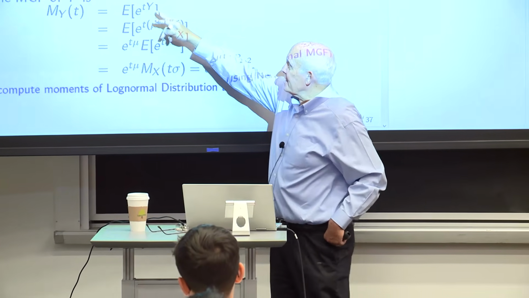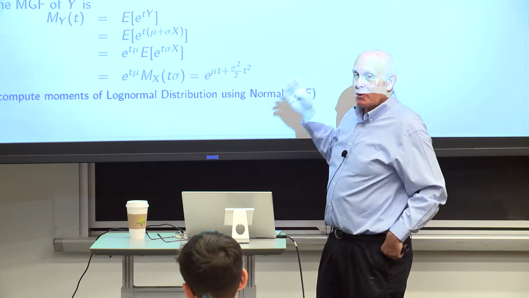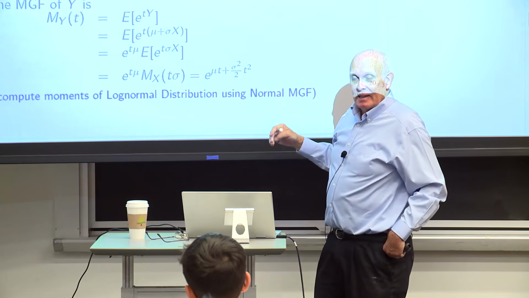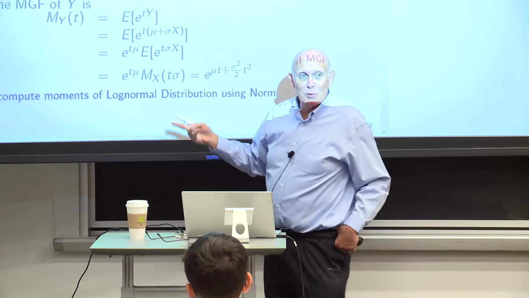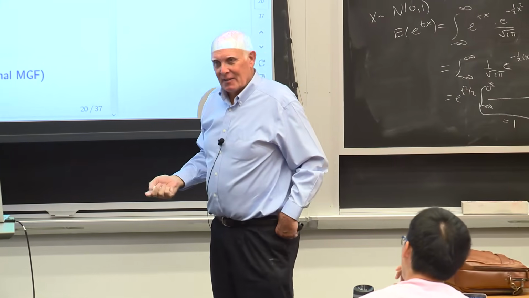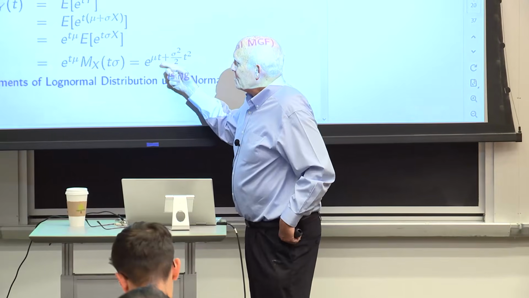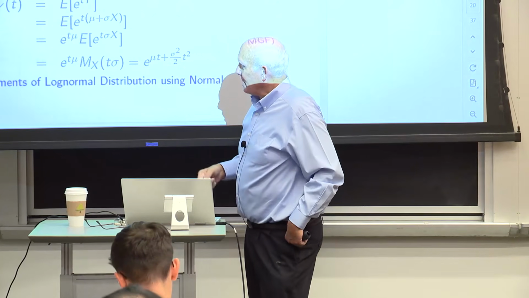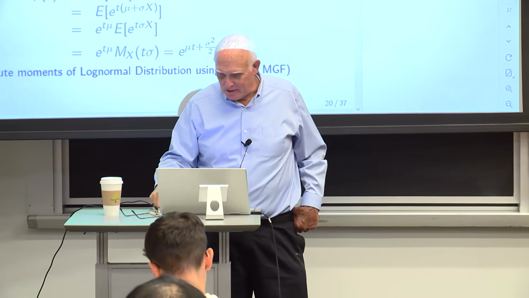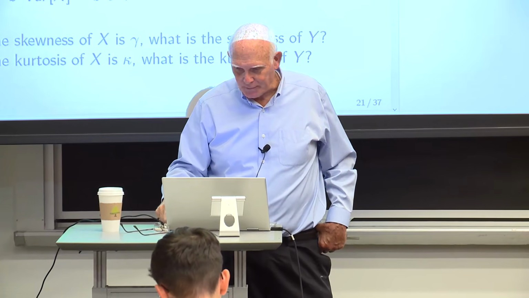At least if we set t equal to 1, it's the expected value of a lognormal. And if we take t equal to 2, it's equal to the square of a lognormal distribution. So we can use the moment generating function for the normal to calculate moments of a lognormal distribution. And that'll be an exercise in the next homework.